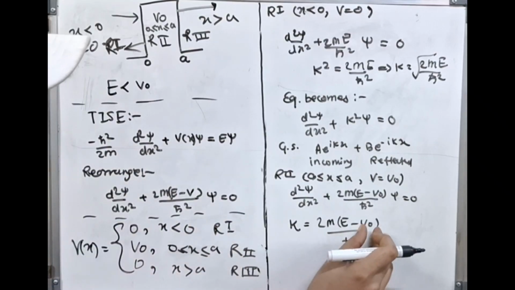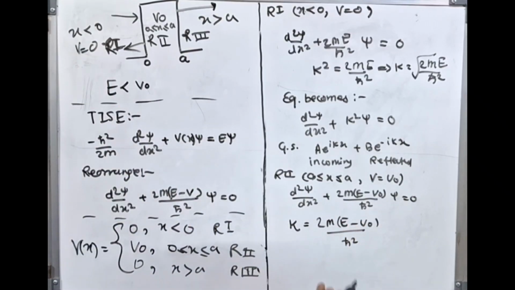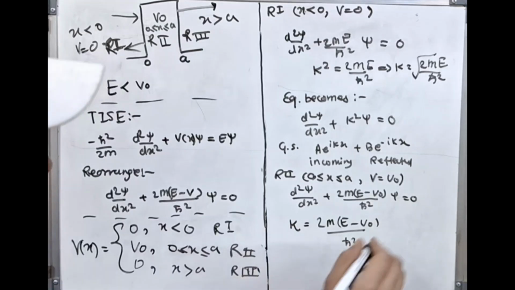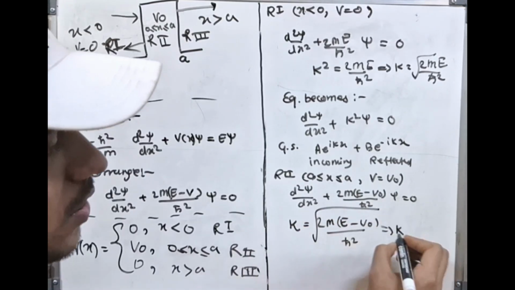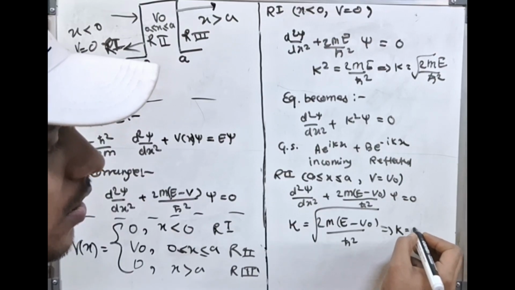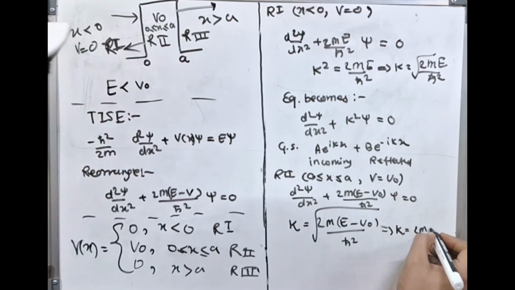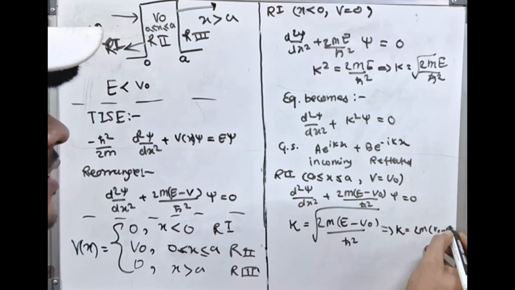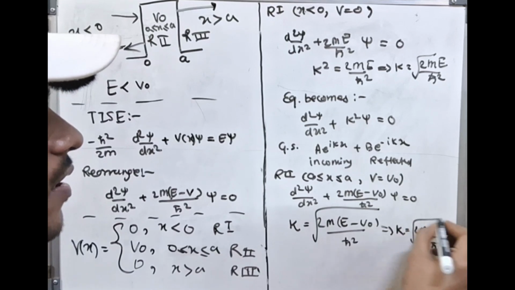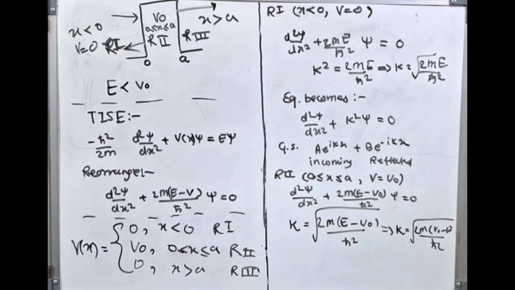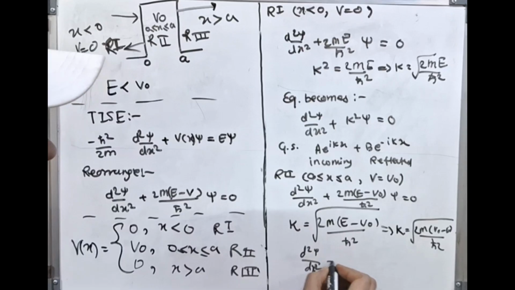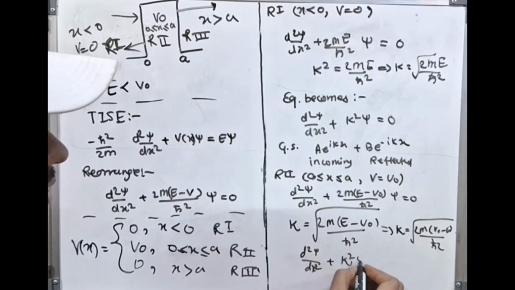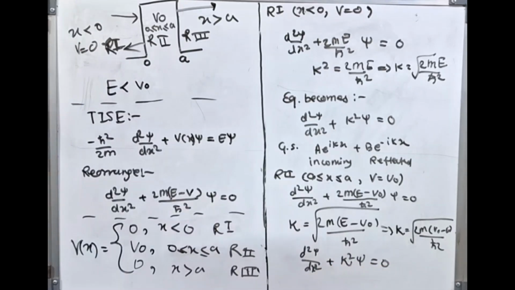So we need to put v naught, as v naught is bigger than e, so we need to reconstruct it in this way, as our kappa becomes, also this is root, so our kappa becomes root of 2m v naught minus e by h cut square, right? So we are going to just put it inside this. So d square psi by dx square plus kappa square psi is equals to 0.